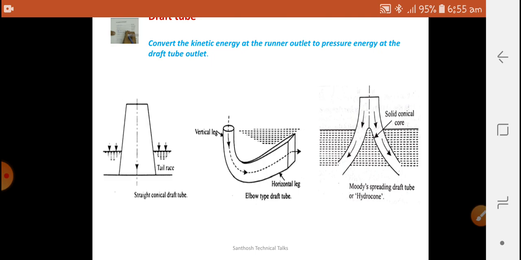We have different types of draft tubes, that is the straight conical draft tube, the elbow type draft tube, and the hydrocone or Moody spreading draft tube. Different types of draft tubes are used.